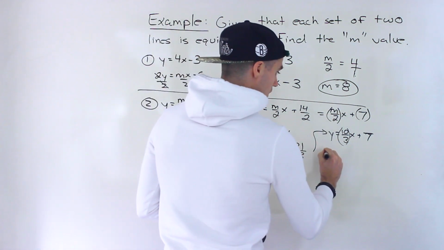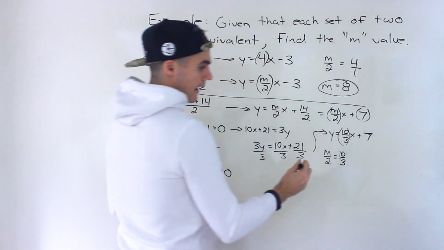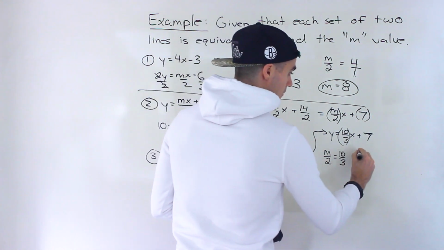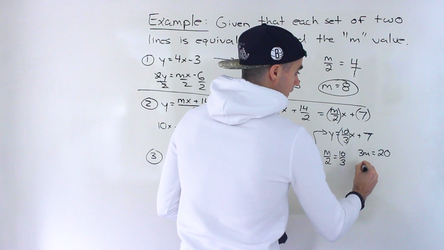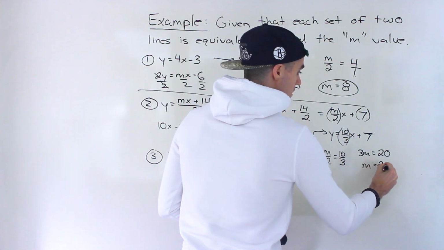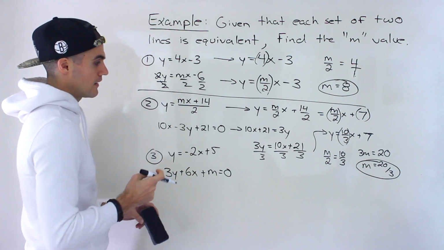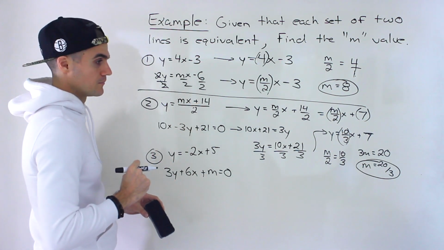So we just figure out when does m over 2 equal 10 over 3. And then just like we did up there, we could cross multiply. So 3 times m is 3m. And then we'll have 10 times 2, which is 20. And then we'll have m equaling 20 over 3. So that is the m value that would make both of these lines equivalent, right?